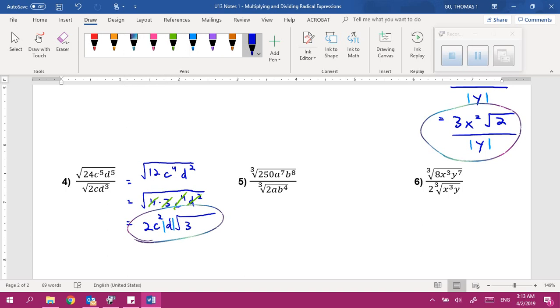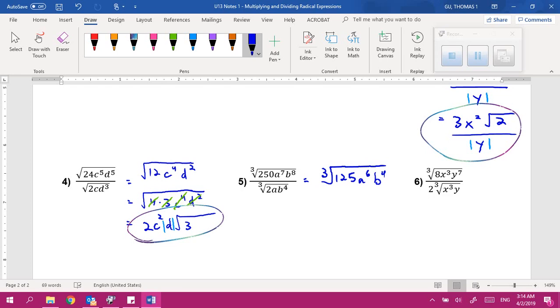Alright, number 5. Okay, so we're going to divide. This is going to be the cube root. Don't forget the cube root. That changes it completely. 250 divided by 2 is 125. And then a to the 7th divided by a is just going to be a to the 6th, because 7 minus 1 is 6. B to the 8th divided by b to the 4th is b to the 4th, because 8 minus 4 is 4.